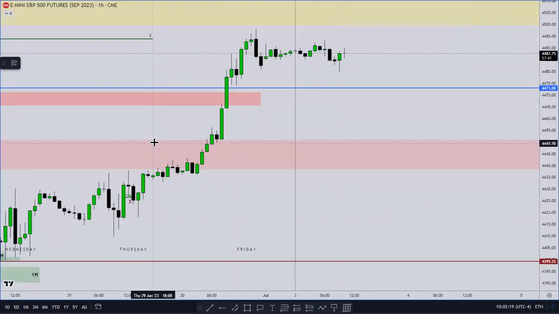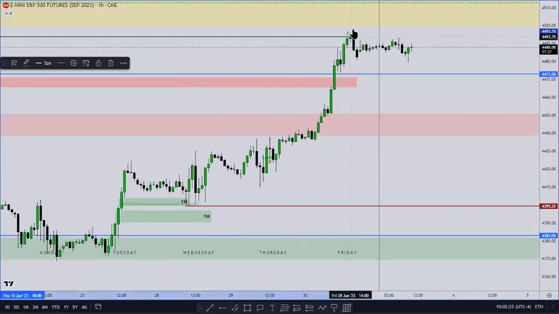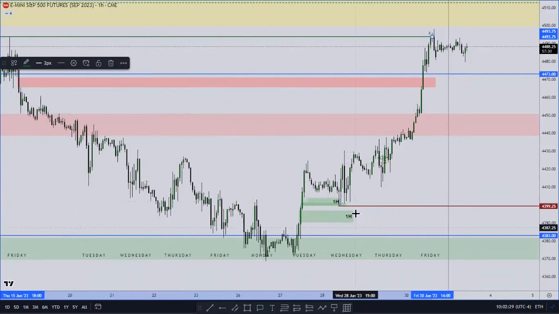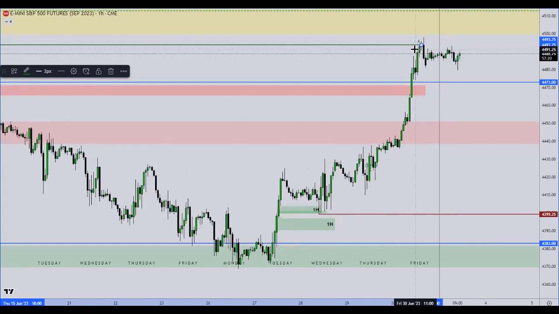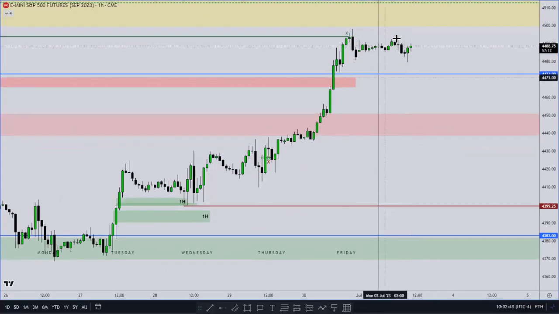I sound very sloppy today. So yeah, when we were here, I was watching this level and it shot past it, and we took out buy side above this high, and I think we failed to touch it by a little bit. I think it will go up and touch it. That's what I think will happen again.